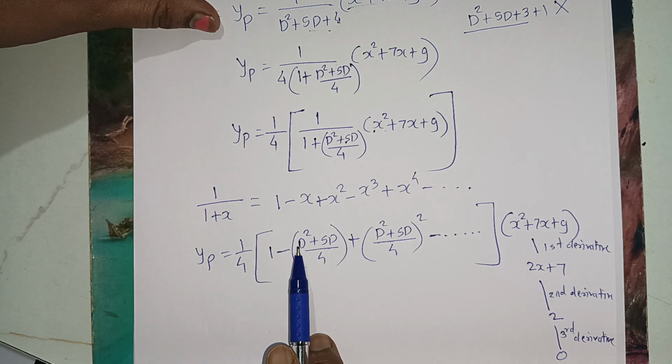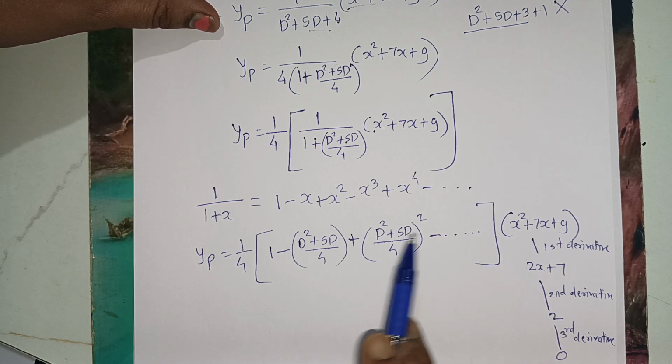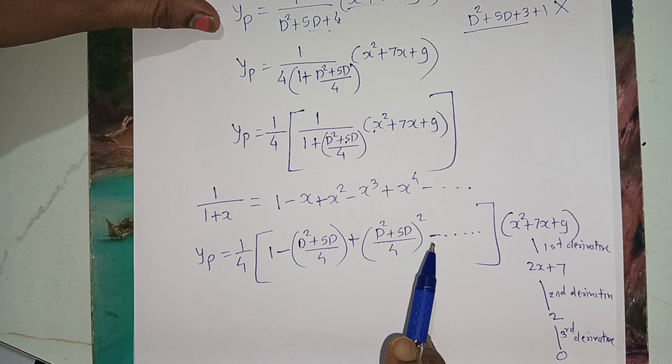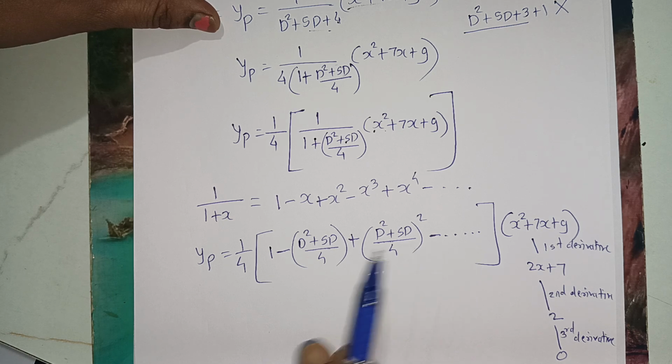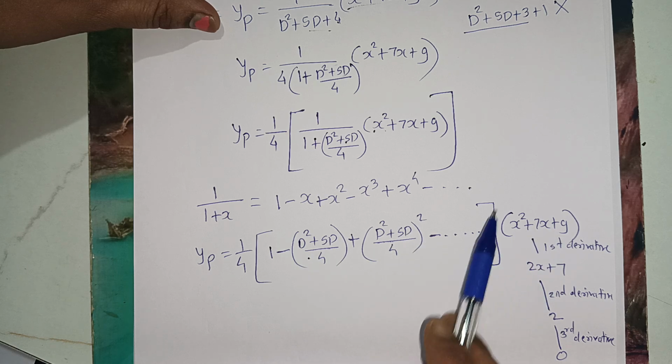So if d raised to 3 of this polynomial is 0, then why do we have to write d raised to 3 here? Okay, we will not write d raised to 3. So we have to collect all the differentials that are non-zero for this polynomial.